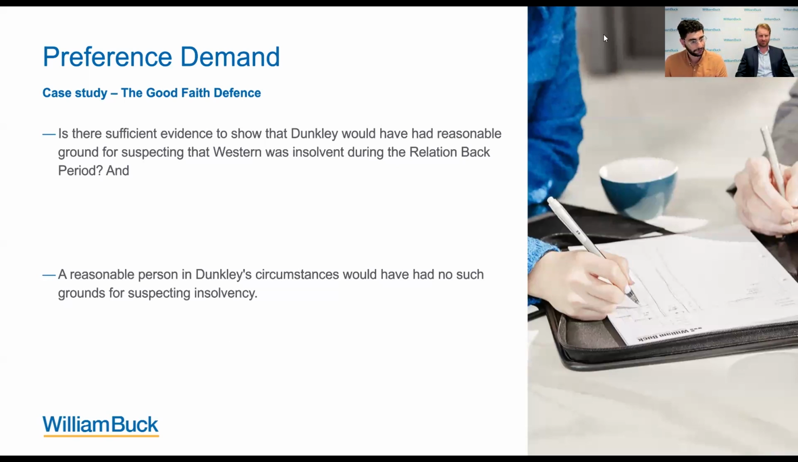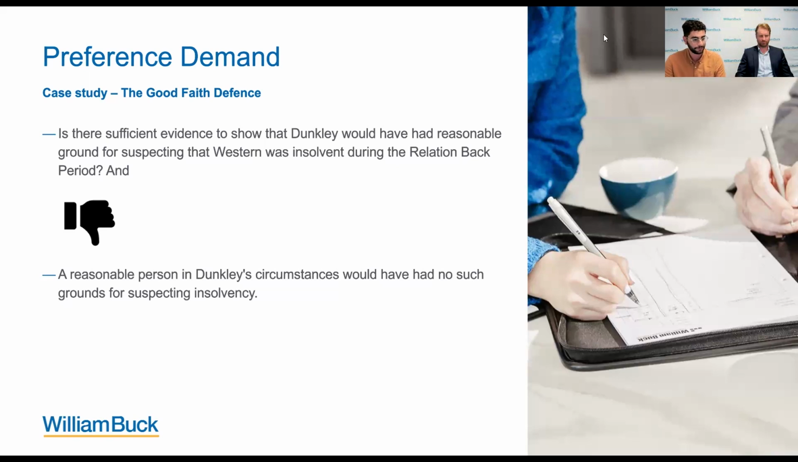So looking back at the case study, the first question: is there sufficient evidence to show that Dunkley would have a reasonable ground for suspecting that Western was insolvent during the relation back period? We would say no. The main reason for this is the fact that the payment arrangement, yes, did allow for rounded sums. However, there was a clear justification for that for cash flow purposes. There were no further demands issued. All the payments were made on time.